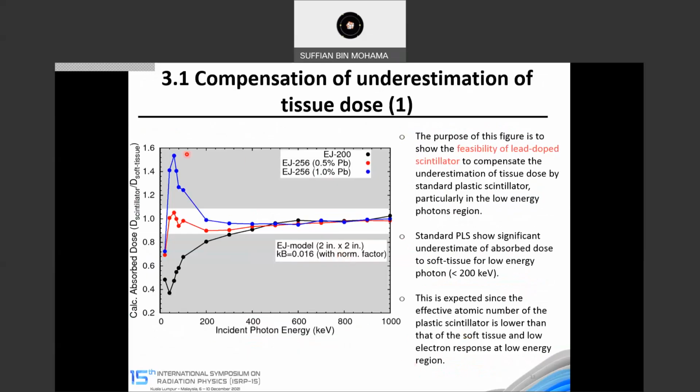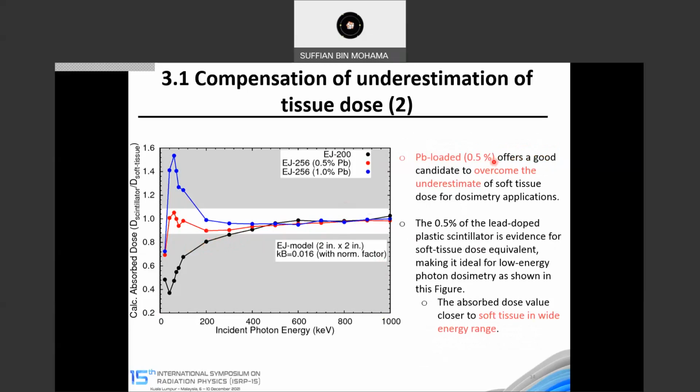So this figure shows the feasibility of lead-doped scintillator to compensate the underestimation of tissue dose by standard plastic scintillator, particularly in the low energy photon region. On the y-axis, we have the ratio of calculated absorbed dose within the scintillator to the absorbed dose in soft tissue of the same size, as a function of incident photon energy. The standard plastic scintillator, represented by the black dotted data, shows significant underestimation of absorbed dose to soft tissue for low energy below 200 keV. This is expected since the effective atomic number of plastic scintillator is lower than that of soft tissue, and because of the low electron response at low energy region as we previously discussed.